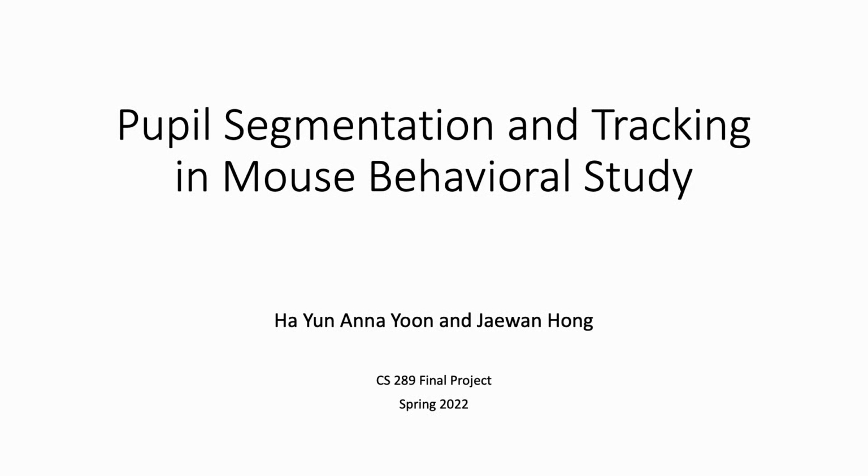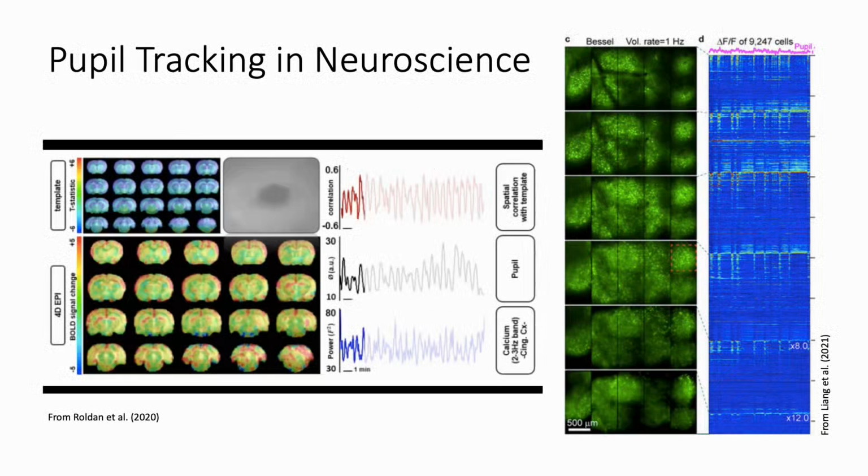Our project is on pupil tracking and mouse behavioral study. Pupil tracking is a critical part of neuroscience to understand animals' behavioral state. We can know whether the animal is attentive, sleeping, or aroused using this.